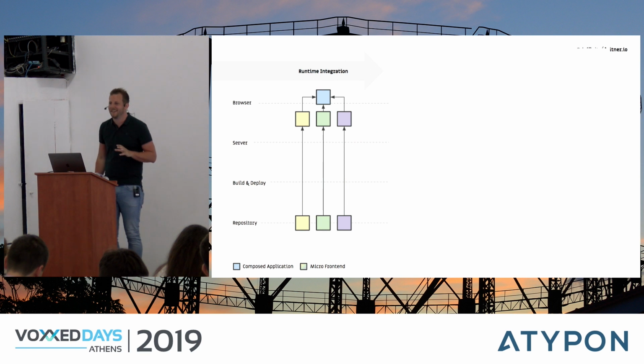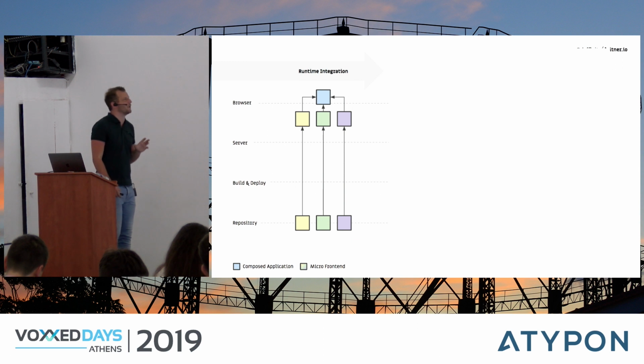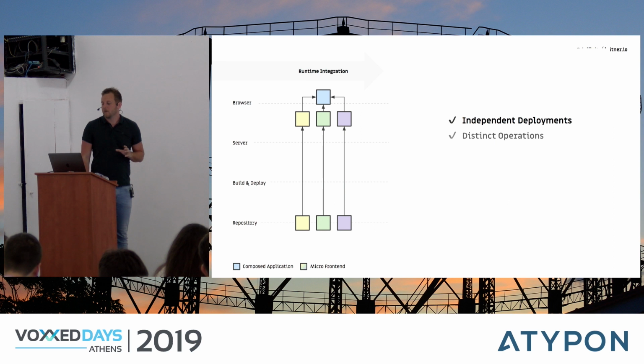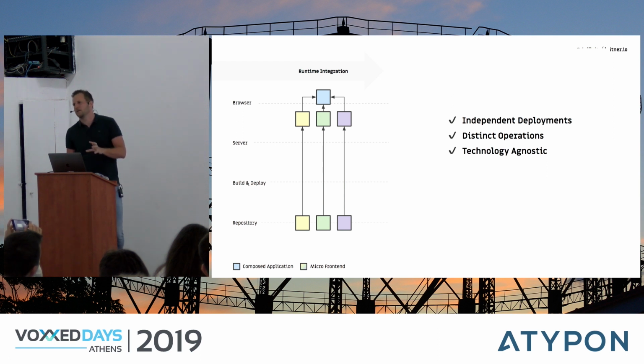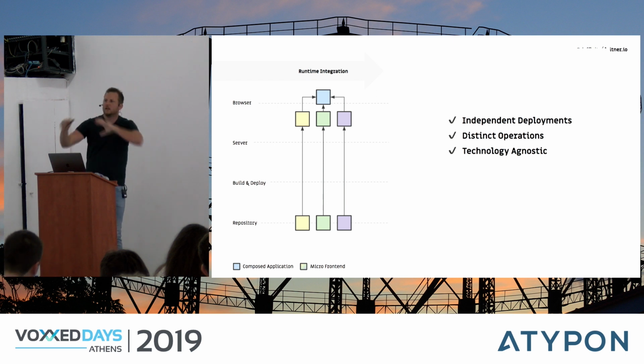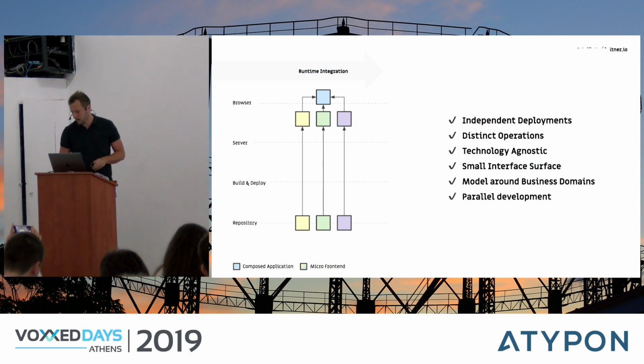One last time, let's go through these points through the same microservice points. We have independent deployments now. Of course we have. We have distinct operations. The aggregation UI usually takes care that we have resilience. We can be technology agnostic. We have seen there are multiple ways to isolate JavaScript. Web components are one big thing, Angular elements. So we're going in a direction where we can have really totally isolated JavaScript. We have small interface surfaces. We can model around business domains, and we support parallel development.